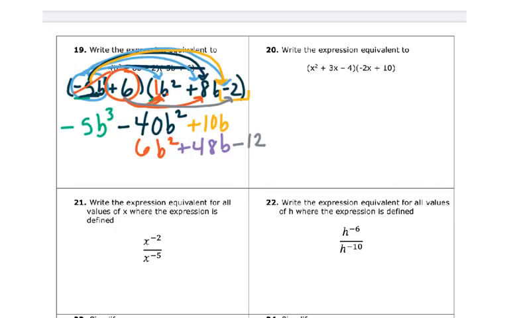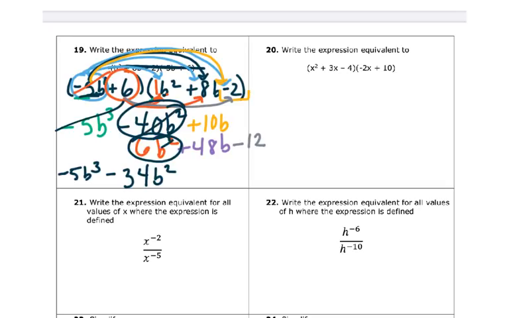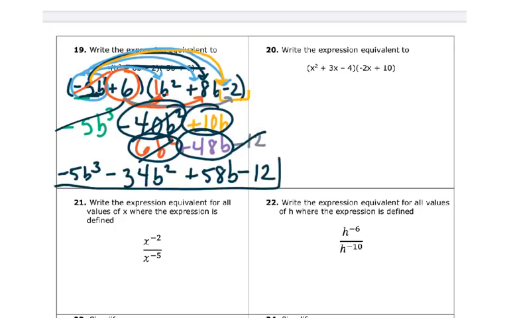So now we just combine like terms. Negative 5b cubed had no friends, so that just gets to come down. Negative 40b squareds and a positive 6b squareds gives me a negative 34b squared. You can use a calculator if you need to. We had 10 b's plus 48 b's. It's 58 b's. Then we had negative 12 hanging out in the back. So negative 12 comes down.